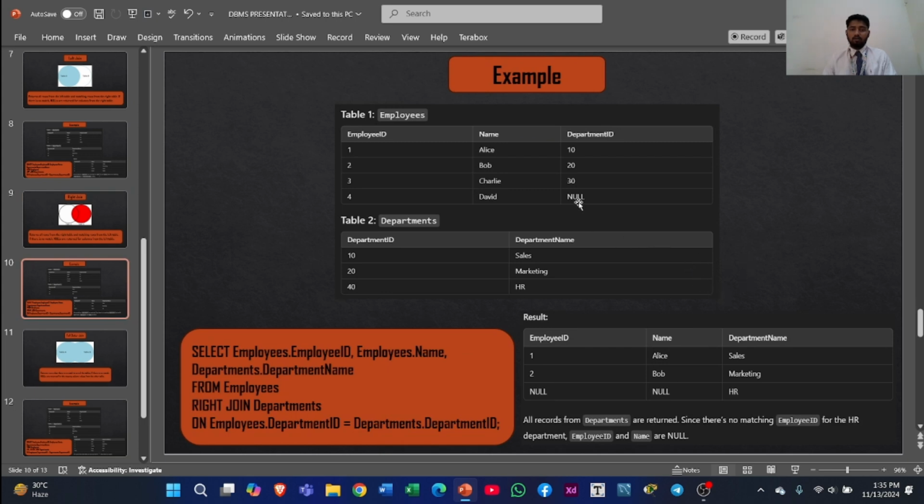Here is the example of a right join. Table 1 is employee and table 2 is department. Table 1 attributes are employee ID, name and department ID, and table 2 attributes are department ID and department name. Both tables have the common department ID. So department ID is the primary key.